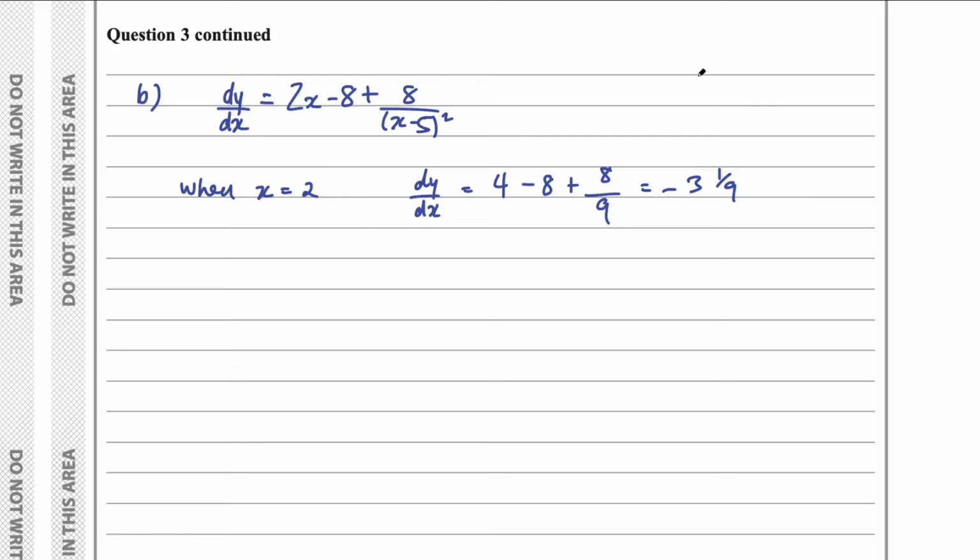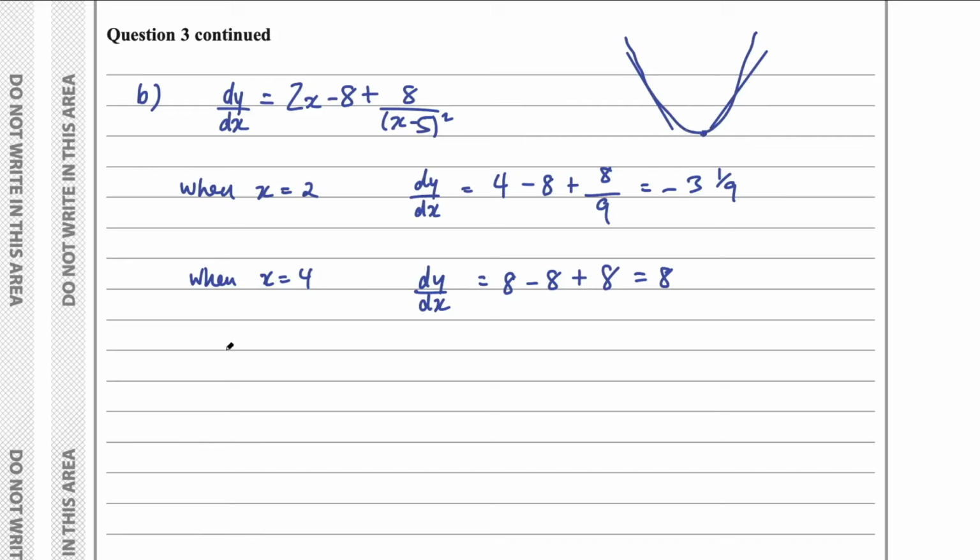So the gradient, a negative gradient would look like this, and then when x equals 4, let's find dy/dx. dy/dx equals 2 times 4 is 8, take 8, plus 4 over (4 take 5) squared is -1, so this would just be 8, and the key point there being that it's positive. So we've gone from a negative gradient to a positive gradient, therefore the curve is going like this, and that would be a local minimum.